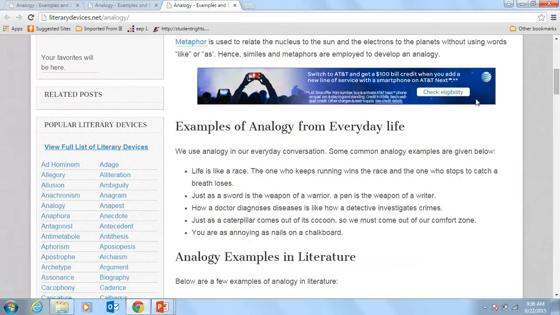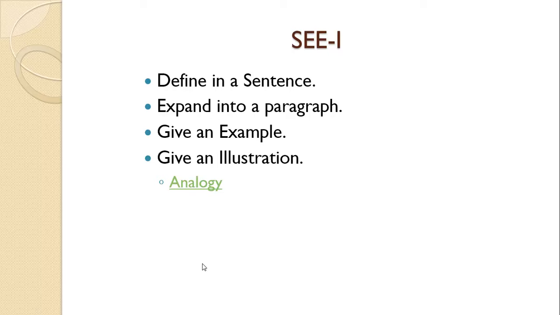Here's a couple of other analogies, and I don't really like this first one, so I'm going to skip it. Just as the sword is the weapon of a warrior, the pen is the weapon of a writer. And how a doctor diagnoses diseases is like how a detective investigates crimes. Just as a caterpillar comes out of its cocoon, so we must come out of our comfort zone. And then I love, you are as annoying as nails on a chalkboard. Okay, so those are all analogies. And so your job will be to create an analogy for your topic.